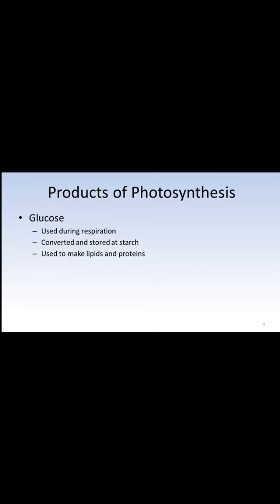Furthermore, the glucose can be used in the manufacture of lipids and proteins in the plants. The oxygen made during photosynthesis can be used by the plant for aerobic respiration, while the excess oxygen will be given off through the stomata of the leaves.